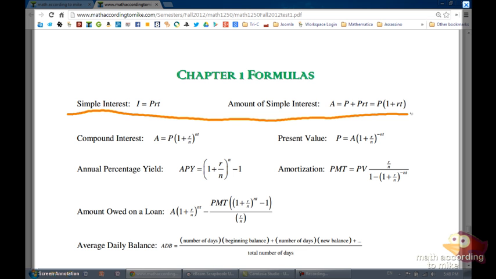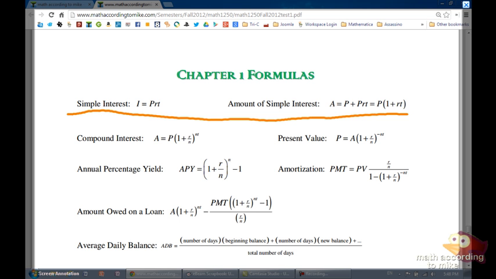Remember, these are the guys where you only earn interest once the entire period. So if you have a simple interest loan for 5 years or 5,000 years, you're only getting charged or earning interest once the entire time. They are the basis for everything else, though. That's why we start there.